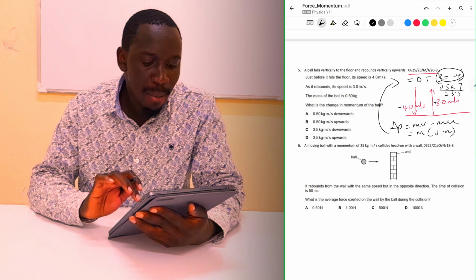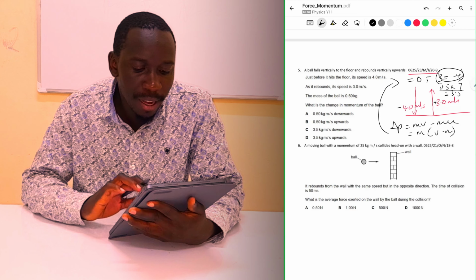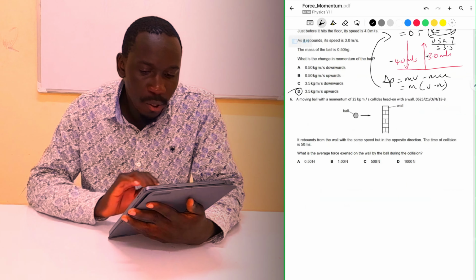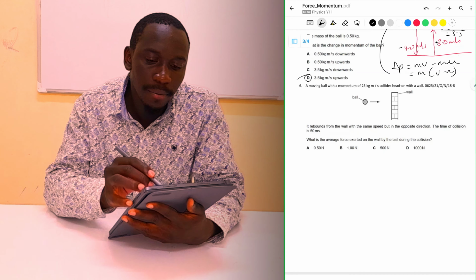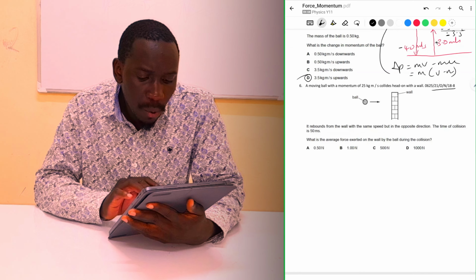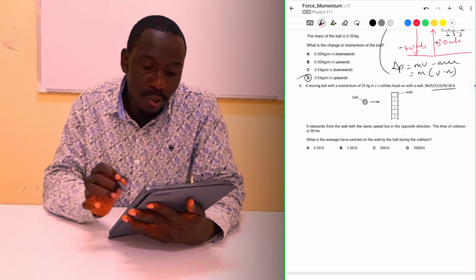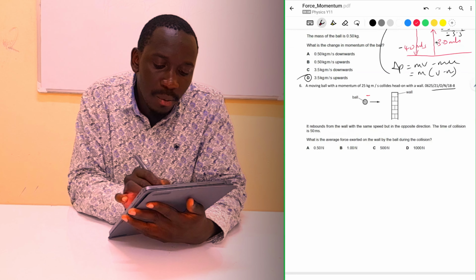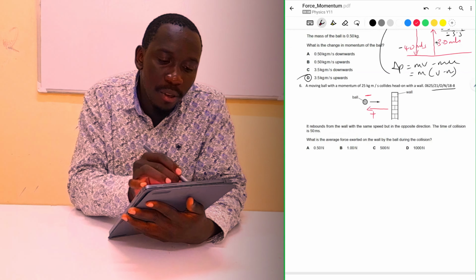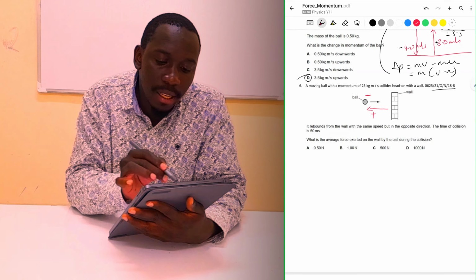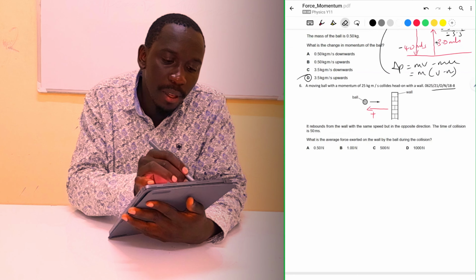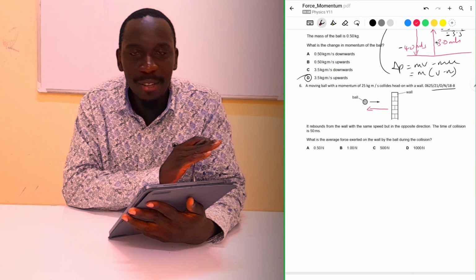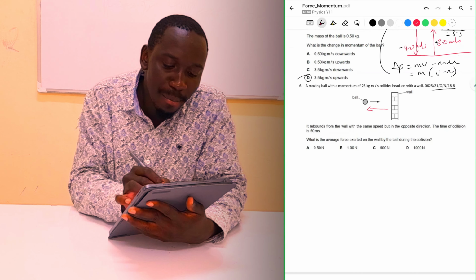Number 6, a moving ball with a momentum of 25 kilogram meters per second collides head-on with a wall, as you can see. The reference you can check there. So it rebounds from the wall with the same speed but in the opposite direction. So if I take this to be negative, then I will take this to be positive when it rebounds. Or for this we can try the other way around. I can decide that, you're the one deciding. So I can decide that as it moves to the right, you make it positive.